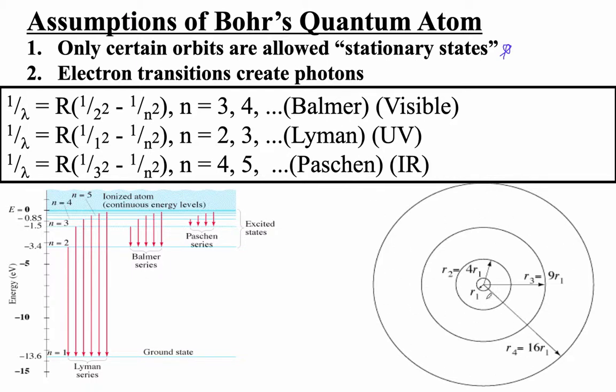The electron transitions create photons. So for example, if an electron makes a transition from here to here, it gives off a photon. If it makes a transition from here to here, it gives off a photon with even more energy. And if it makes a transition from here all the way down to there, even more energy. So the bigger the transition, the more energy the photon has.